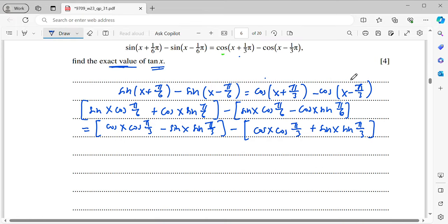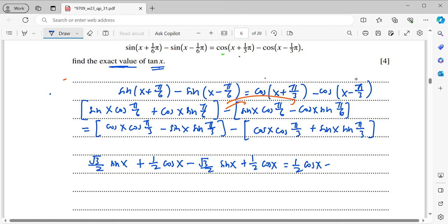So now you have to get the exact values of cos pi over 6, sine pi over 6 and so on. Cos pi over 6 is basically root 3 over 2, so square root 3 over 2 sine x. Then sine pi over 6 is half, so I will get half cos x for the second term. Then minus, this minus I will bring in directly. Then here will be square root 3 over 2 sine x, then minus minus is plus half cos x. Then equals to, for the right hand side, cos pi over 3 is half, so I'll get half cos x, then minus sine pi over 3 is root 3 over 2, root 3 over 2 sine x, and again the minus will be brought in. Then you will be getting minus half cos x minus square root 3 over 2 sine x.